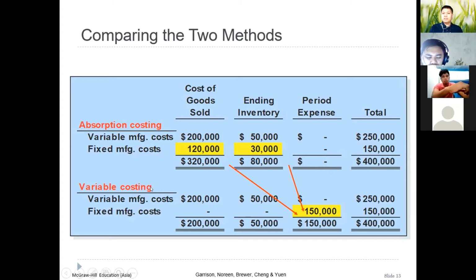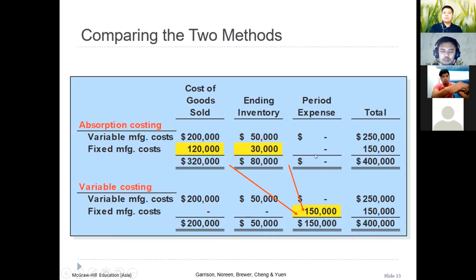Under the variable costing, you have a variable manufacturing cost of 200,000. And of course, there is no fixed manufacturing cost here. And your ending inventory is just 50,000. Now where is the 150,000 fixed manufacturing cost? It is part of your period expense under variable costing. And so here you have a total of 250 plus 150, or a total of 400. So they have the same total of 400,000 each.